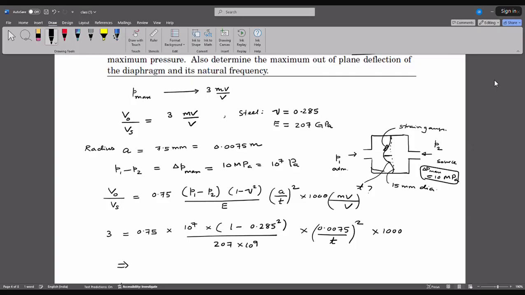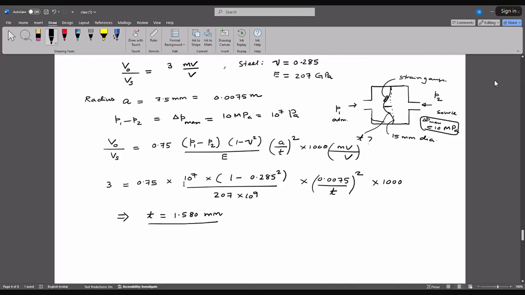So T remains the only unknown. So we can actually solve for T. If you solve for T, T will come out to be 1.580 millimeter. Sir, this 0.75 that we are multiplying in front, what term is it? This is basically part of the formula. Oh yeah, okay, got it. So you got the thickness of the diaphragm.